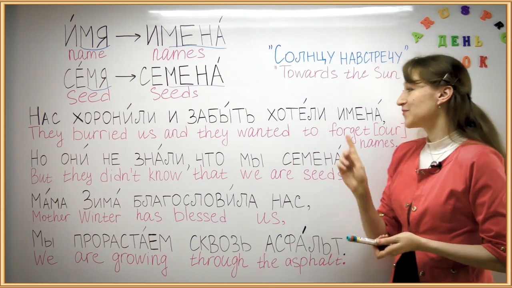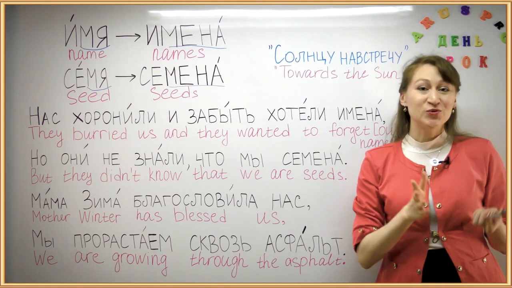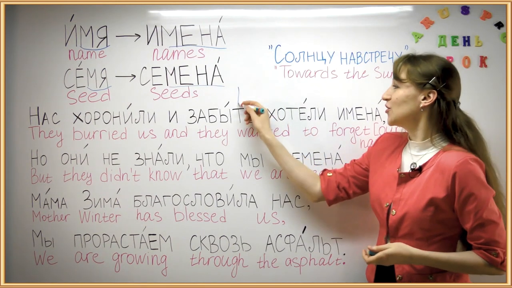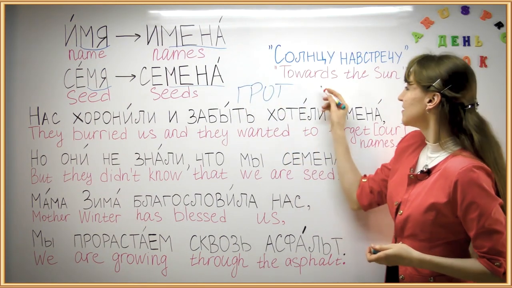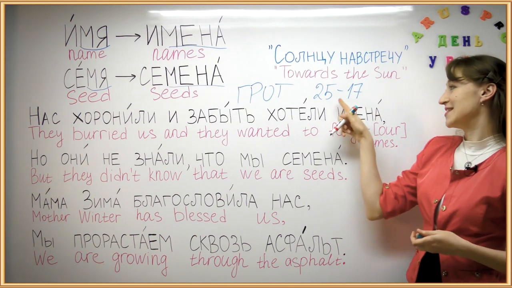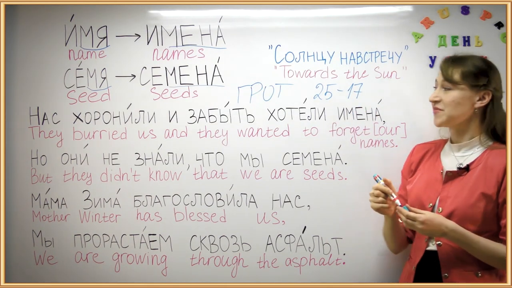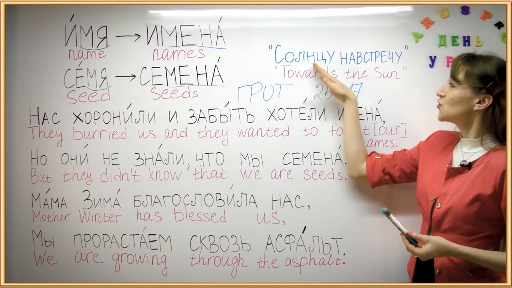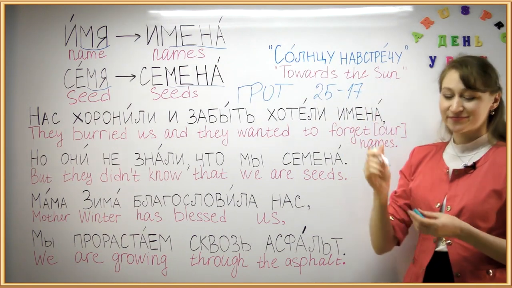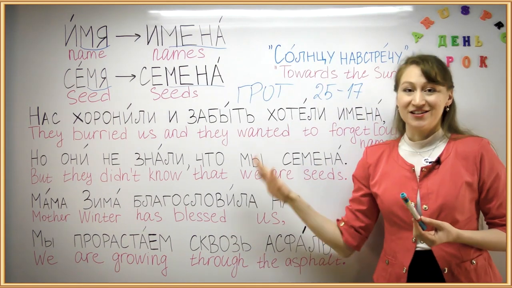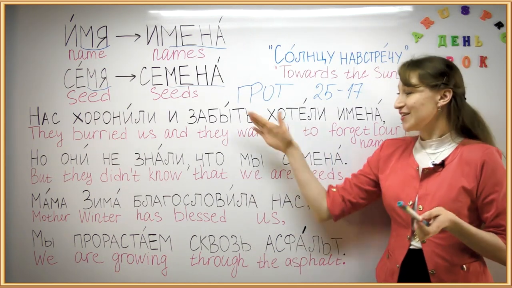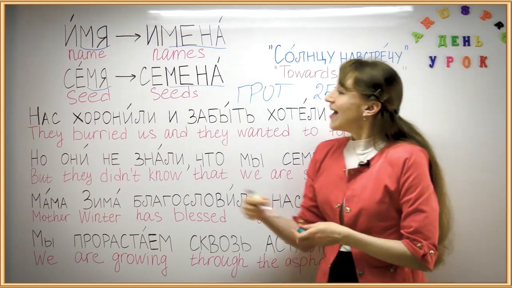And it's performed by two of my favorite Russian rap bands, Грот and 25-17. So this is the name of the band, 25-17. And the song is called Солнцу навстречу, Towards the Sun. So let's read the text first, and then we will listen to this line from the song.